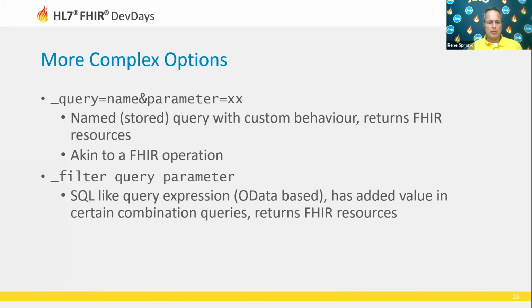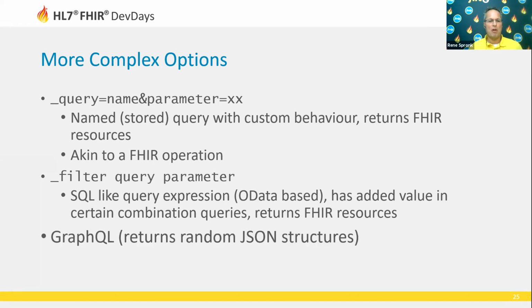There's also _filter, and _filter uses an SQL-like query expression language, it's not SQL, but OData-based, for those of you who are in the know. That makes certain queries a bit easier to express. For example, if you need OR type logic not between parameter values, but between parameters, then _filter may be something for you. But this is not implemented in all FHIR servers, and that's why most people first go for the standard search options, and _filter is a sort of nice extra that some servers offer.